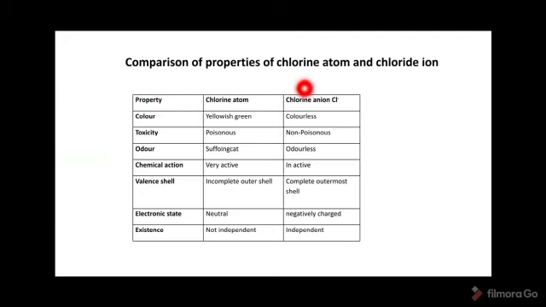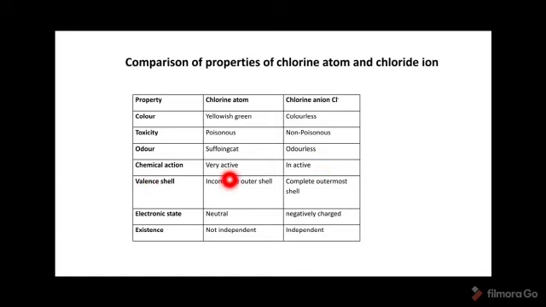Comparison of properties of chlorine atom and chloride ion. Color: the chlorine atom is yellowish green, the chloride ion is colorless. Toxicity: the chlorine atom is poisonous, the chloride ion is non-poisonous. Odor: the chlorine atom has a suffocating odor, the chloride ion is odorless.